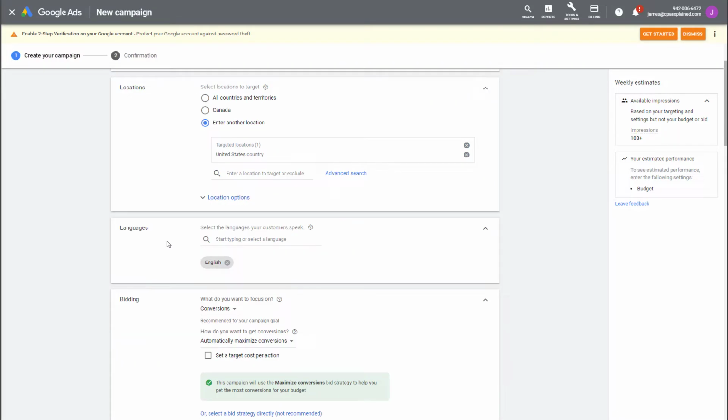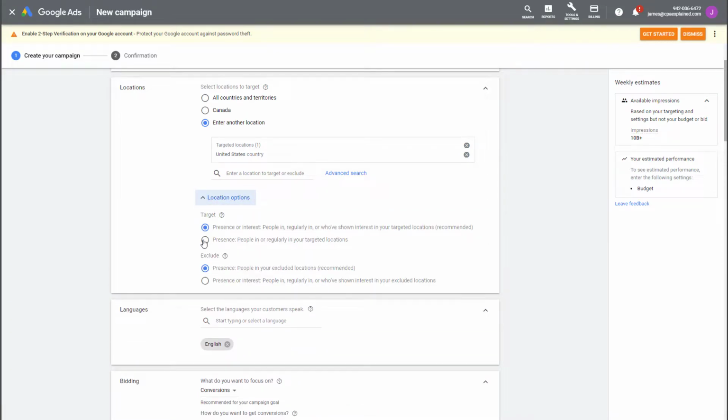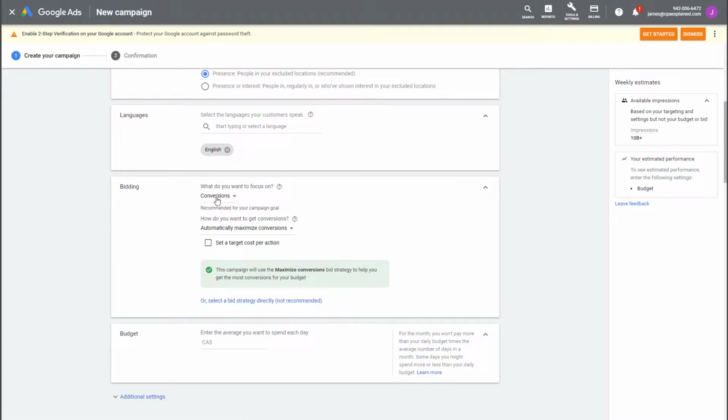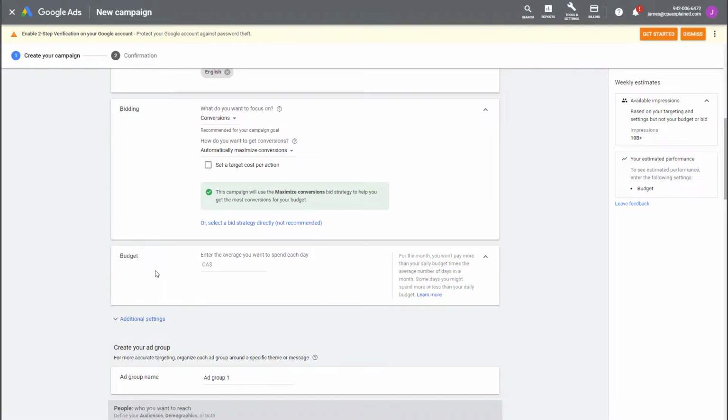Next thing you want to do is click down here to location options, and you want to be people that are in there, not just interested or have searched and are interested. We want people actually in those locations. Languages, again, just make sure it's English or whatever country you're focusing on. If you're focusing on Germany, then of course you make sure it's German. We'll just do conversions, that's fine. Yeah, we'll just leave it on that.